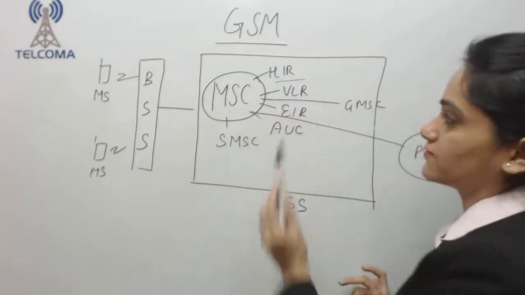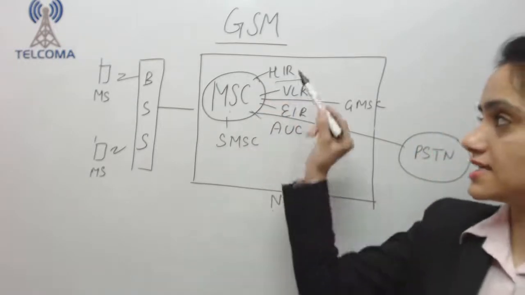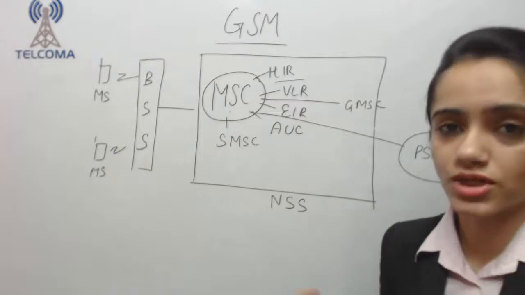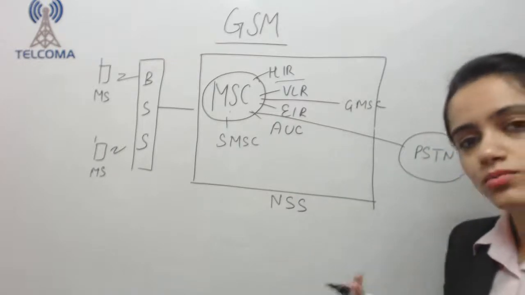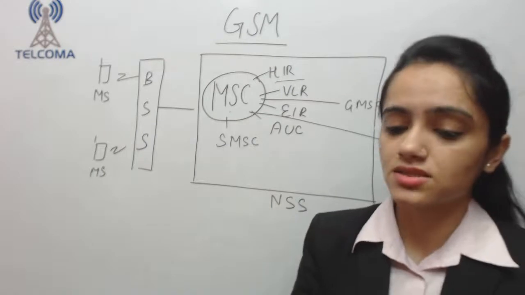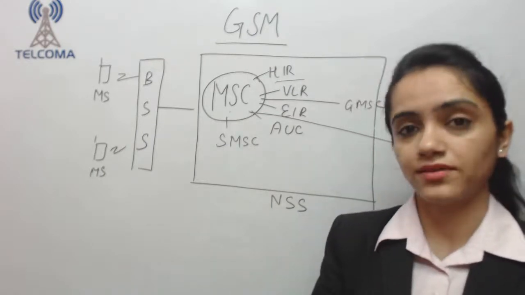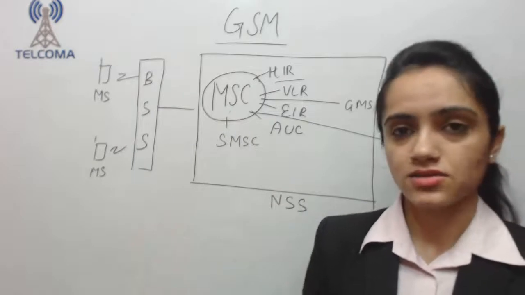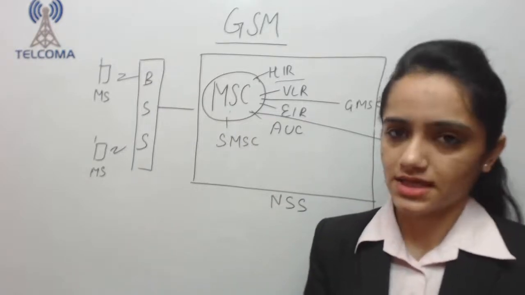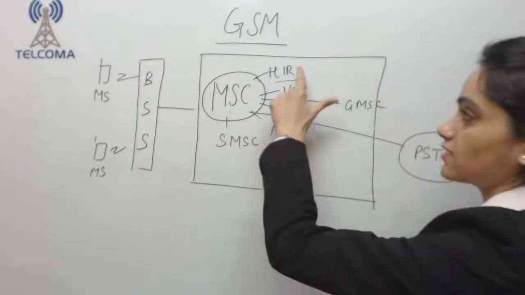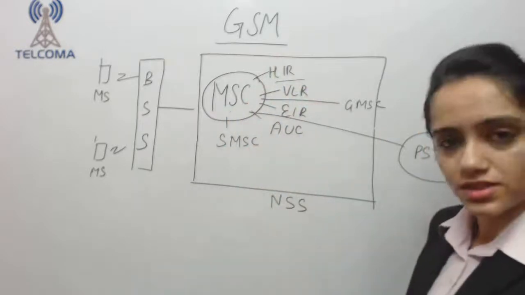If we talk about the very first database with the MSC, which is HLR, the Home Location Register, it stores the permanent location of the users. When we purchase a SIM card, we give them a permanent address. So accordingly, an HLR will be assigned to us. That means HLR will save all our permanent locations.